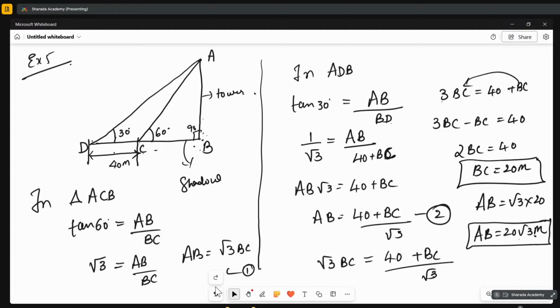Which angle will we take first? Which triangle will we take? Some triangle we have to take. How did they get this? Okay, this is done. We'll do the next one.